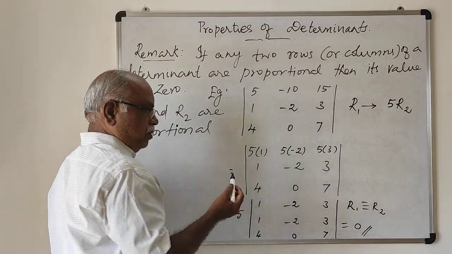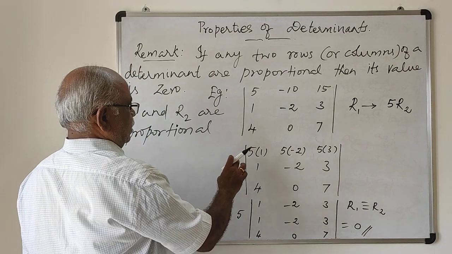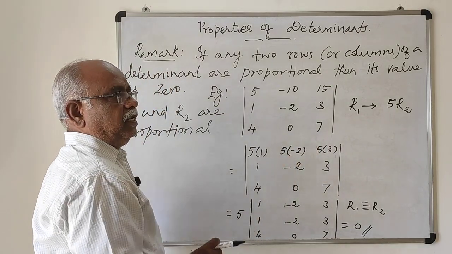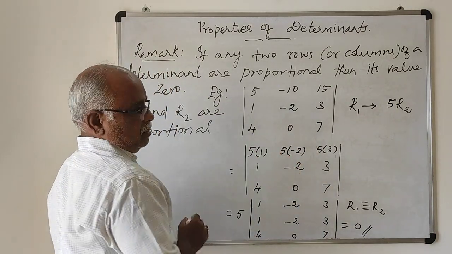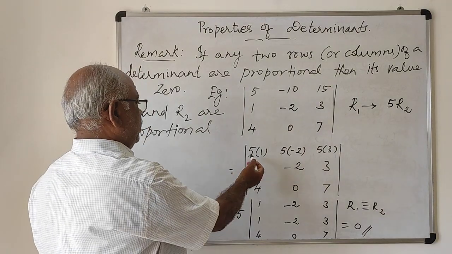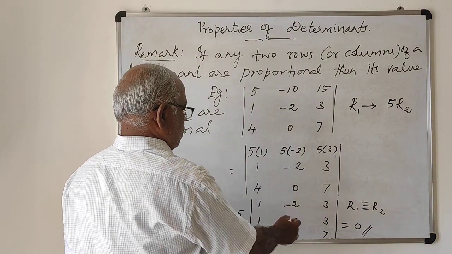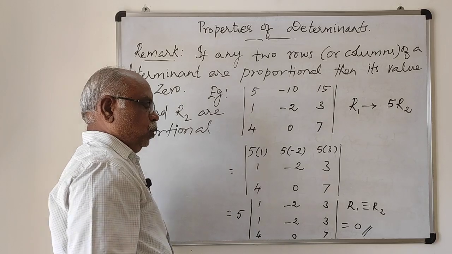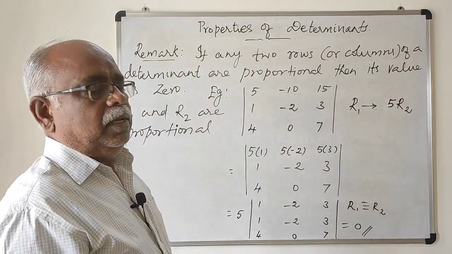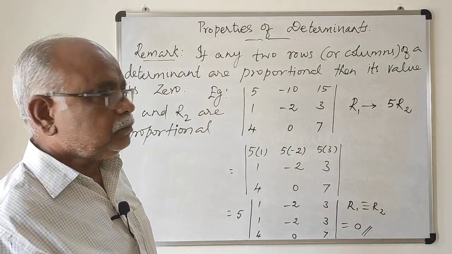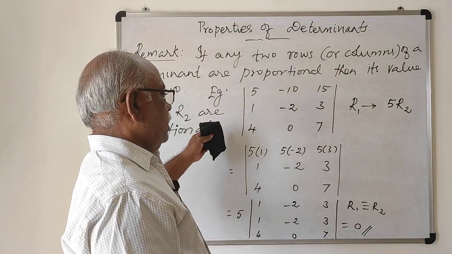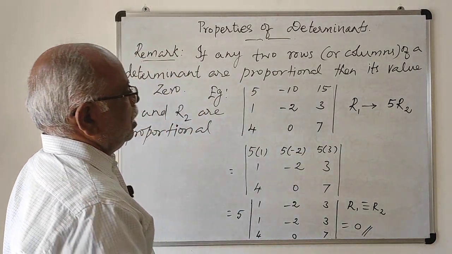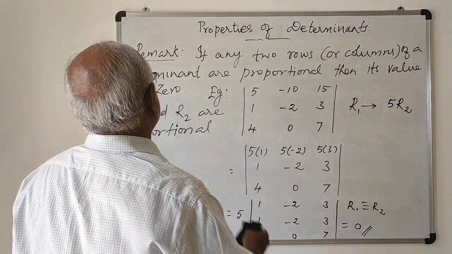So, if it is the case, we have seen one more property. If the elements of a row or column are multiplied by a constant, then the determinant itself is multiplied by that constant. That is also a property, and we have taken out the 5 from the first row. Then we get 1, minus 2, 3; 1, minus 2, 3. R1 is identical to R2. Therefore, the determinant value is 0. By using property 3 and 4, we have derived this. Now, I am going to introduce property 5.